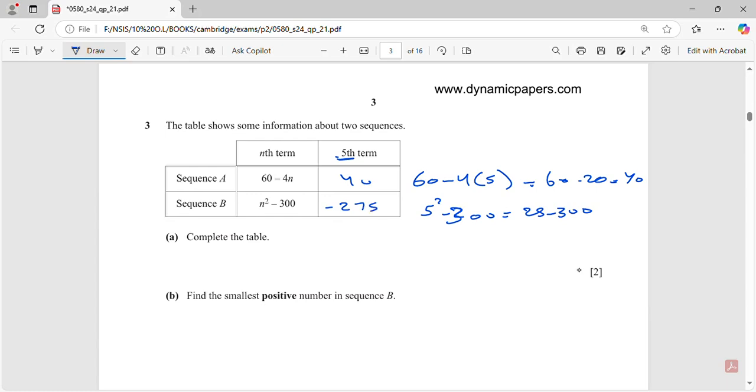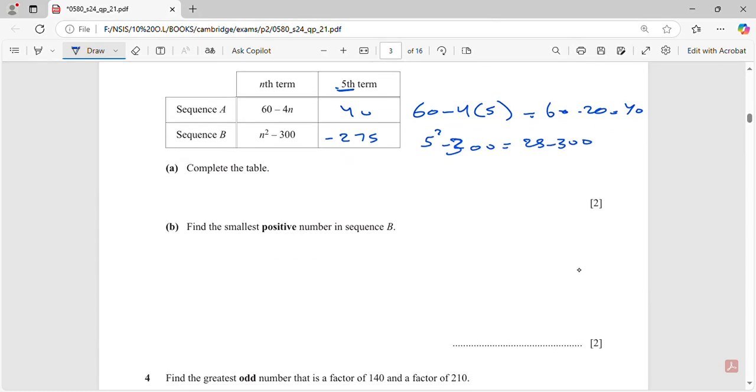Do you understand this? Now he said to find the smallest positive number in the sequence B. How can I know the smallest positive number for the sequence? Of course, to figure out the smallest positive number for sequence B, I have to think about the numbers here, which I put here. So how can I figure out the smallest positive number in this? Do you have any idea for this part? Okay, it looks like you froze or something.